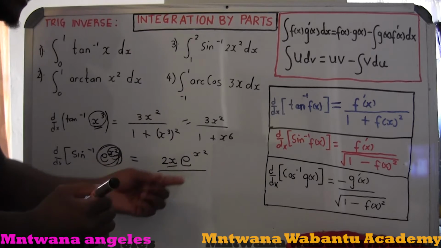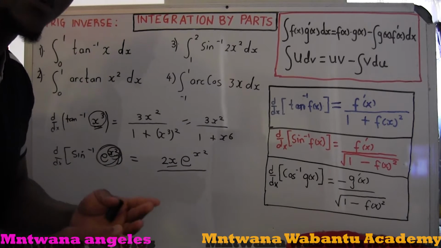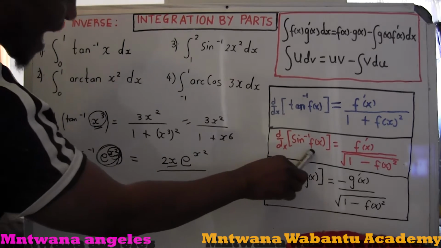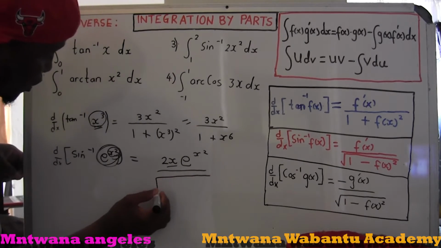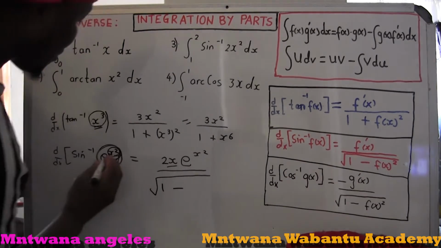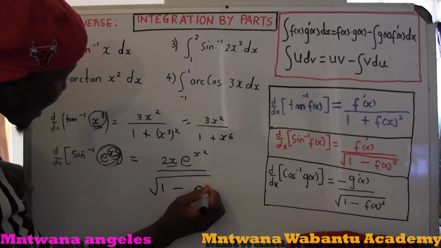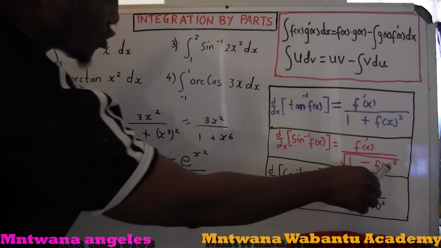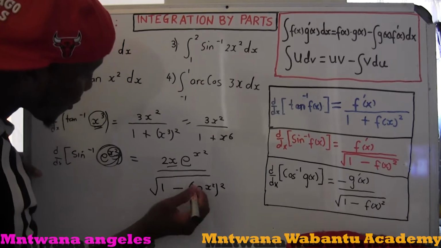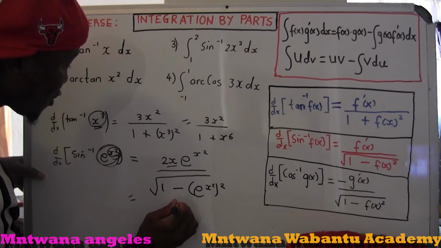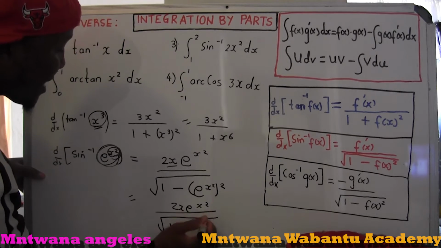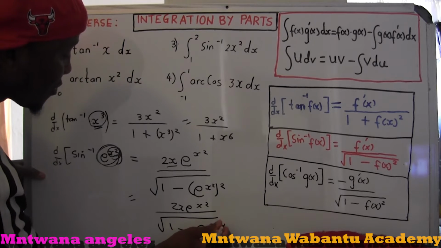If you don't know this part, go to my previous video on differentiation of the exponential function. For sine inverse, it's going to be a square root. The formula is 1 minus your function squared. Our function is e to the x squared, so you square it, giving e to the power 4 x squared. Finally, it gives you 2x e to the x squared over the square root of 1 minus e to the power x to the 4.